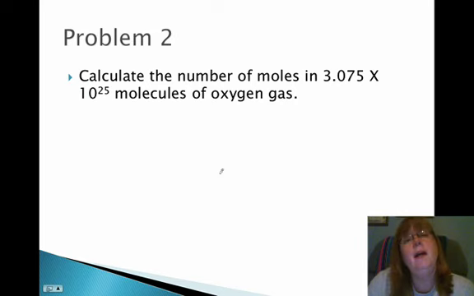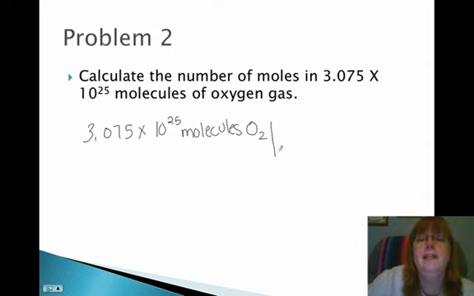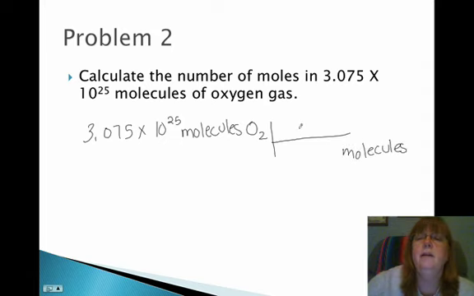All right, now we can go the opposite way. We could start with molecules and go back to moles. So in this case, we started with 3.075 times 10 to the 25th molecules of oxygen gas, another diatomic molecule. All right, this time, see the molecules is in our numerator here. So we're going to have to put molecules down here so that the units will cancel. And we want moles, so we're going to put moles up here. 1 mole, the 1 goes with mole, and Avogadro's number goes with the molecules.